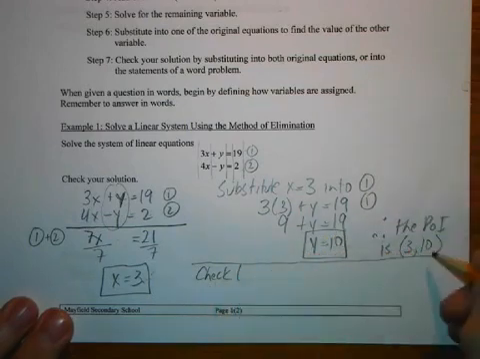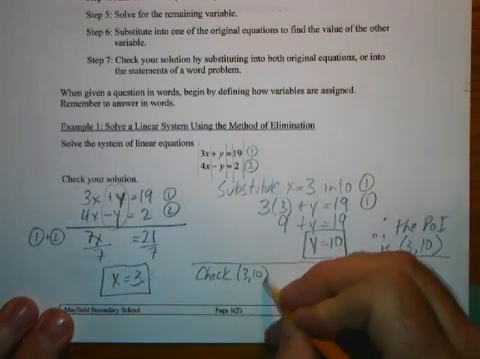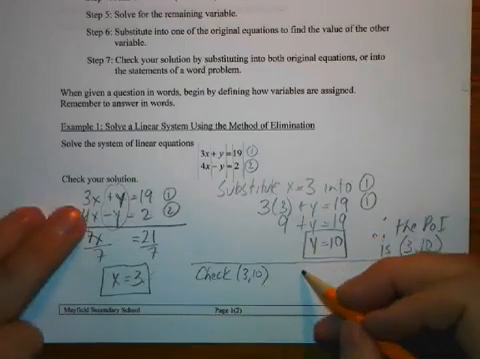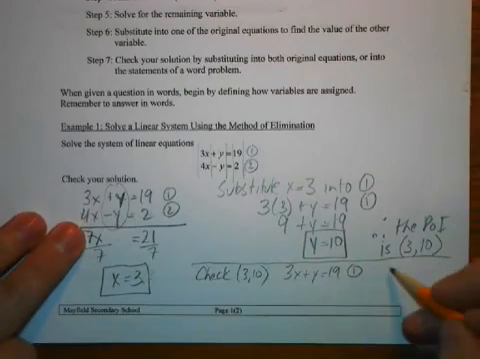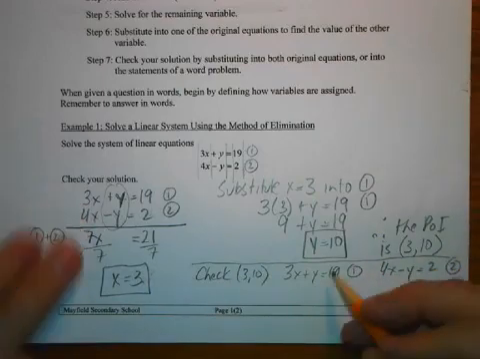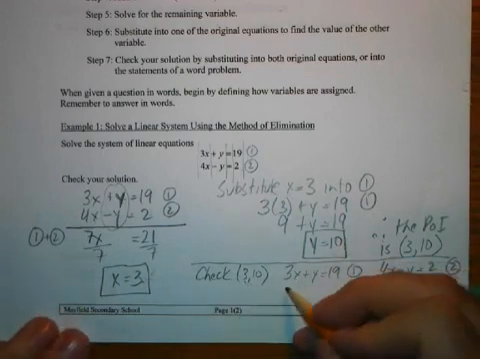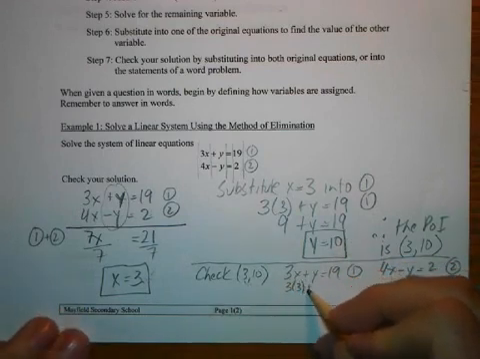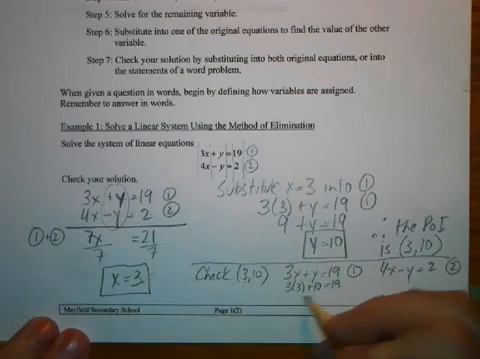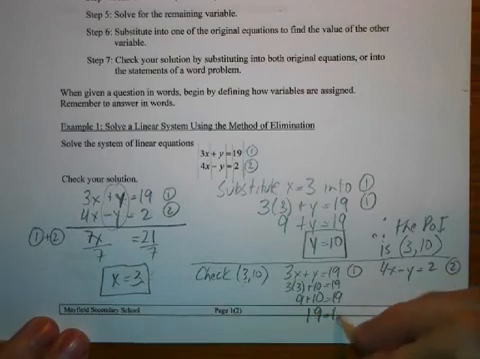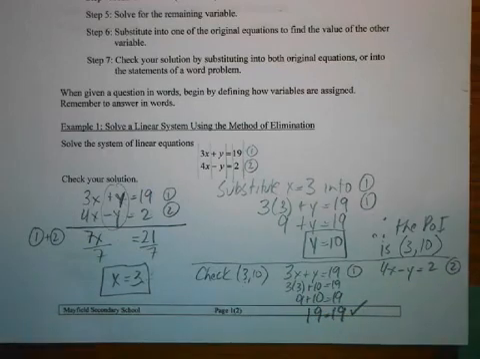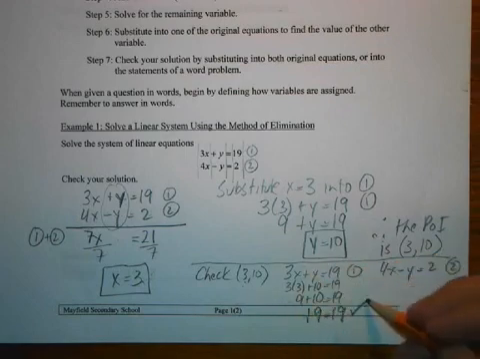So we're going to check the point that we think it is, (3, 10), and I'm going to plug it into both equations. 3x plus y equals 19, and 4x minus y equals 2. So x is 3, y is 10. So that's 9 plus 10 is 19, and add them together, 19 equals 19. That is correct.